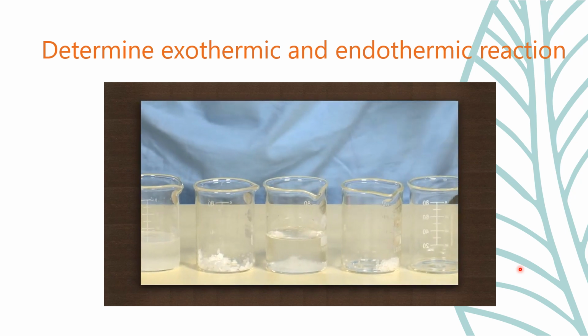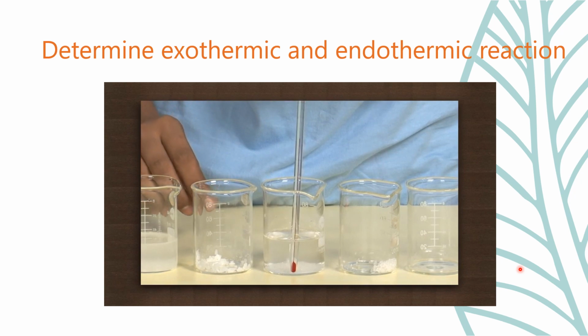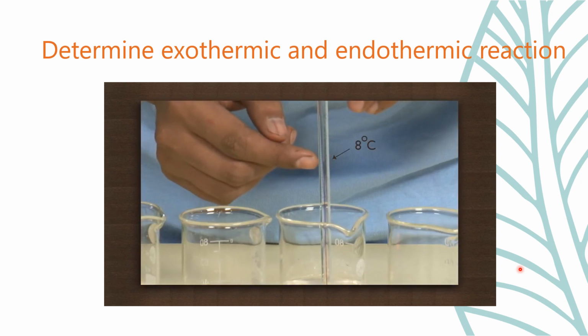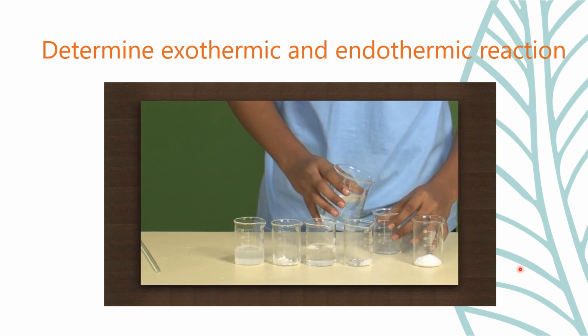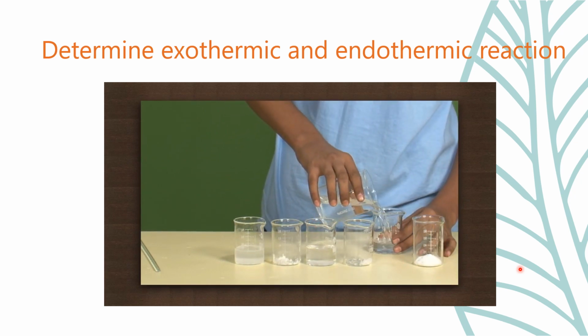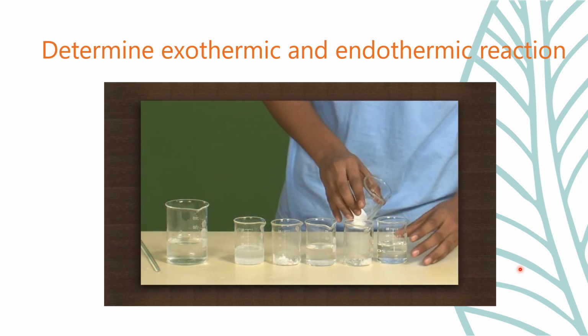Now add water to the second beaker and then add ammonium nitrate. Second beaker is ammonium nitrate, and again check the temperature. So you can see that the mixture of ammonium nitrate with water causes the temperature to drop to 8 degrees C. Now add water to the third beaker and then add sodium chloride.